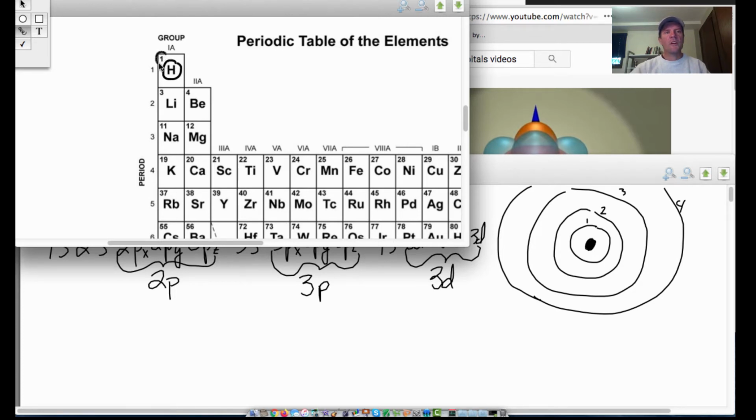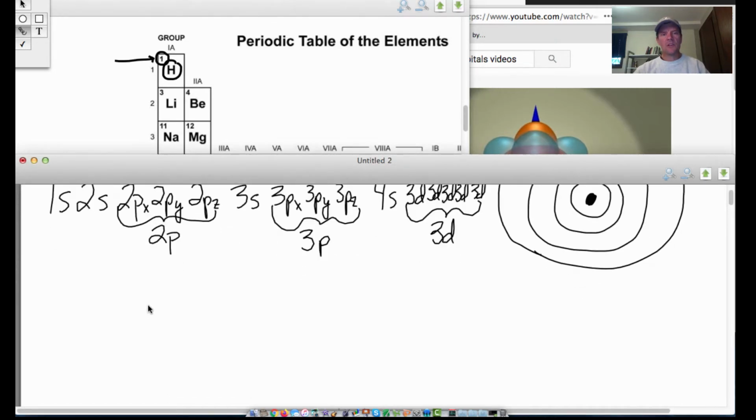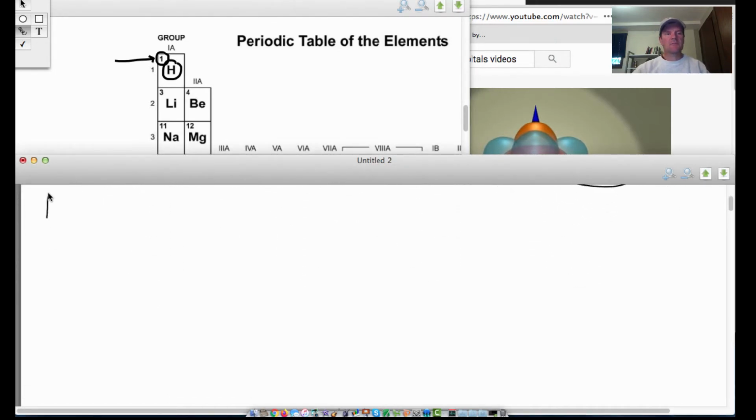Hydrogen has 1 electron. That number right there above the symbol is its atomic number. It tells you how many protons there are in the nucleus. Hydrogen always has 1 proton. It's also going to be the number of electrons in a neutral atom of hydrogen. Okay? So, let's look at hydrogen.